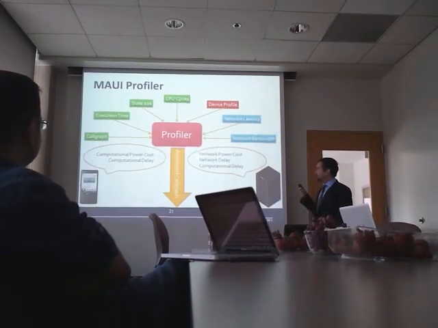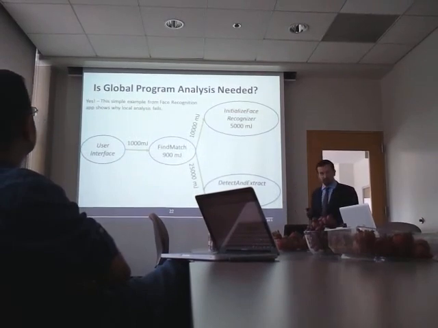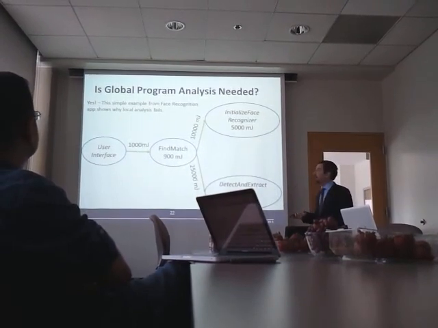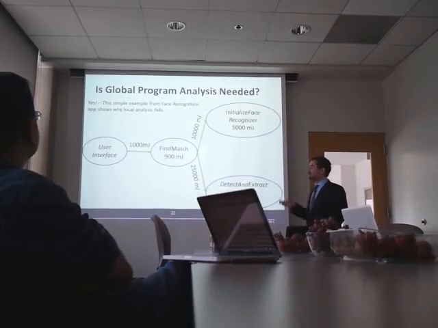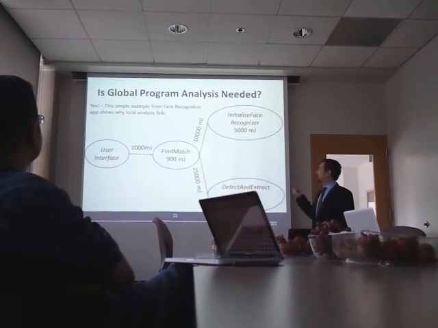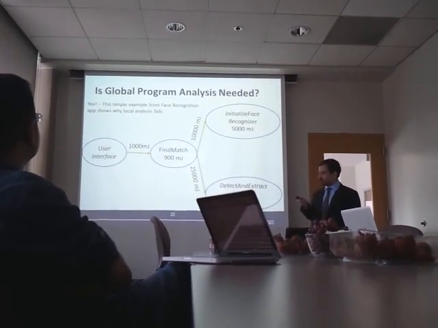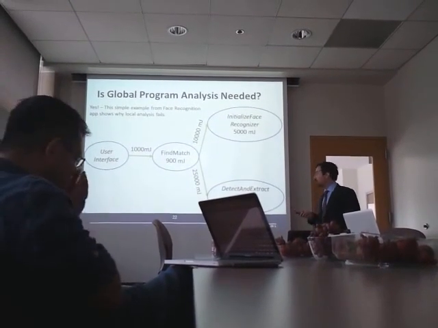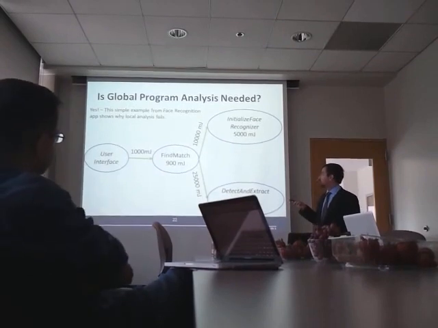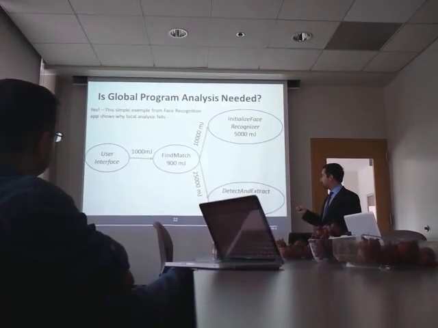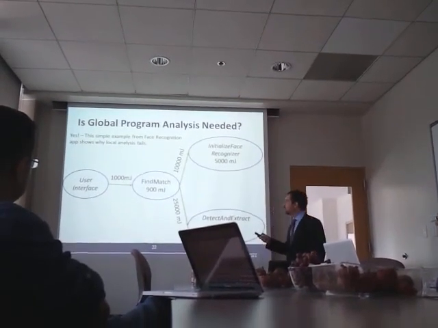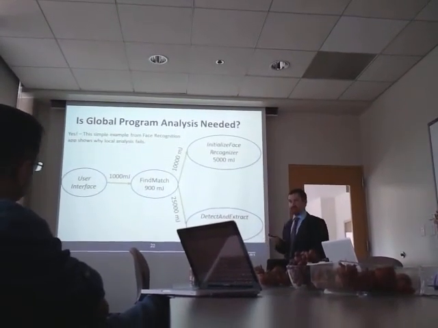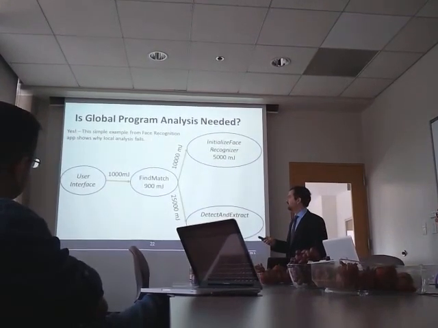So this call graph looks like this, and I will show the call graph to actually make the point of why we care about this flow of the application, why we think that global analysis is required. Here is an example call graph from a face recognizer application. Here we have the user interface that is of course not remotable. Main method, find match, and initialize face recognizer, and detect and extract faces are helper functions. And here each node is a local invocation, and each edge is the cost of offload.